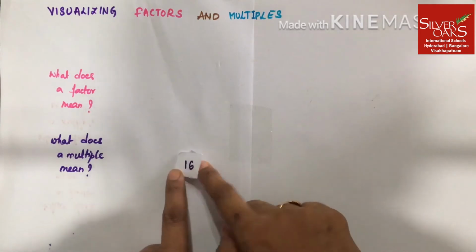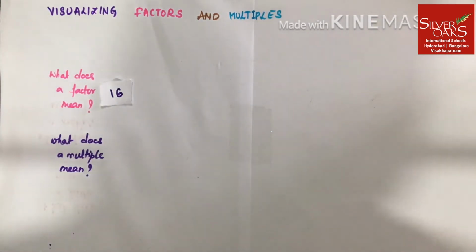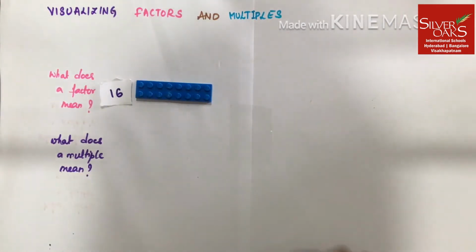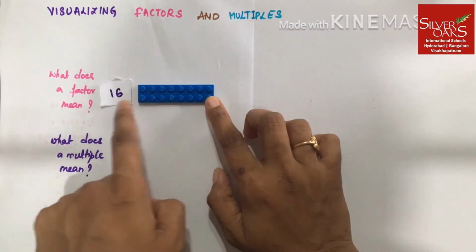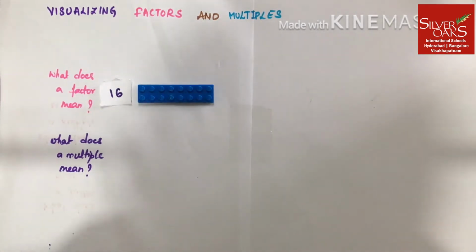I have a number over here which is 16. So now it is all about visualizing, right? So I have taken this base. As you can count, you will have 16 dots on it. So let us see what are all the factors of 16.